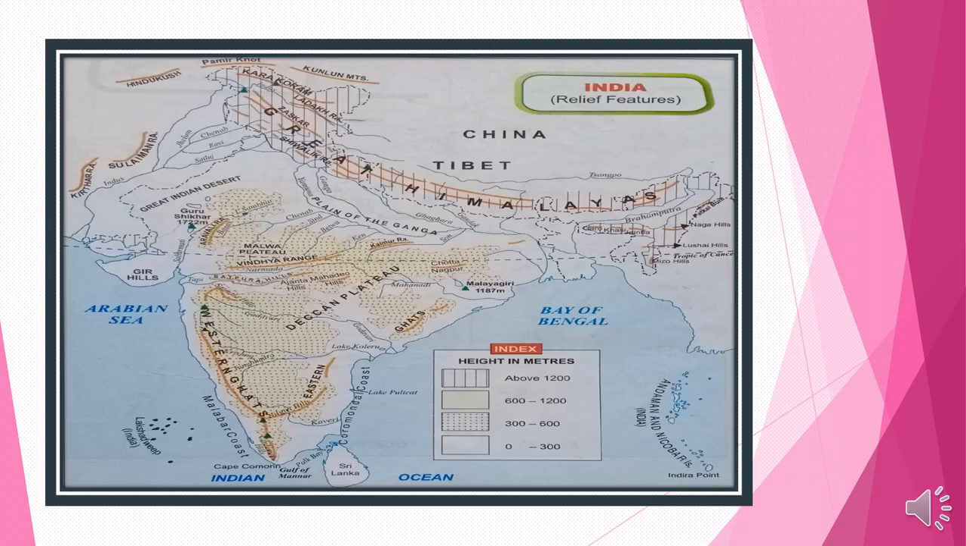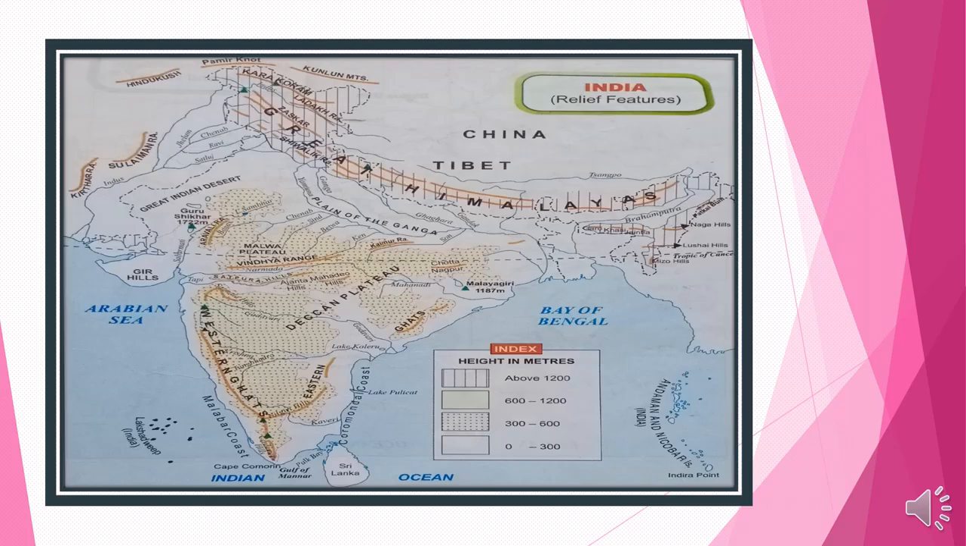Western coastal plain is a narrow plain area because there is a small gap between the Arabian Sea and Western Ghat, and the eastern coastal plain is much wider because there is a much larger gap between Eastern Ghat and Bay of Bengal. And after that, the western coastal plain is divided into three sections: northern, central, and southern. So the northern part is called Konkan, the central part is called Kannad, and the southern part is called Malabar coast. And the eastern coastal plain is divided into two sections: northern and southern.